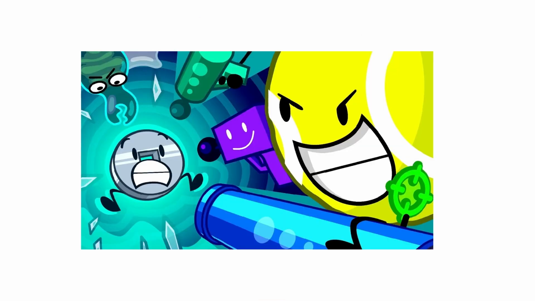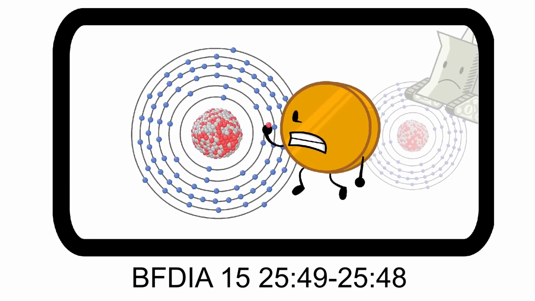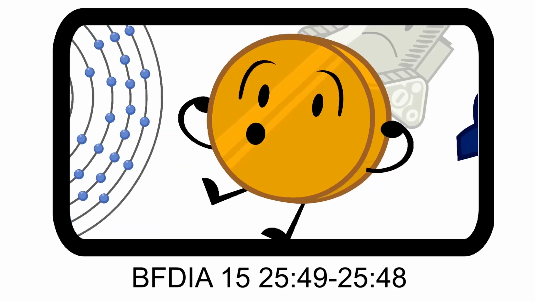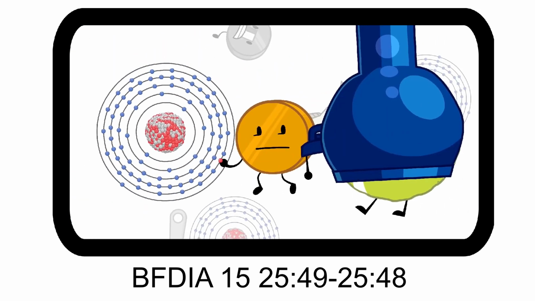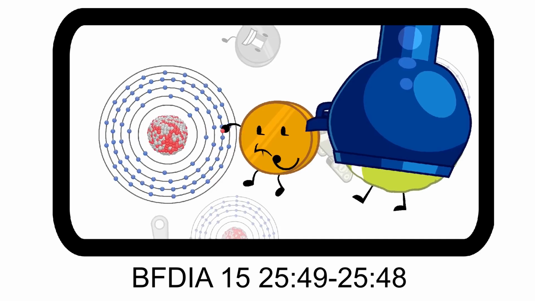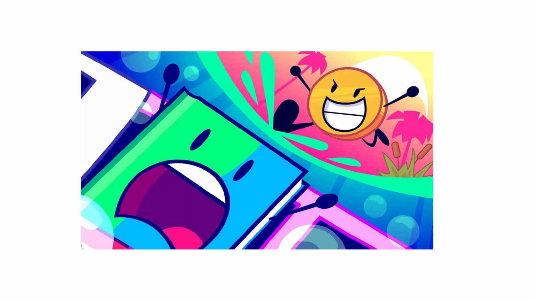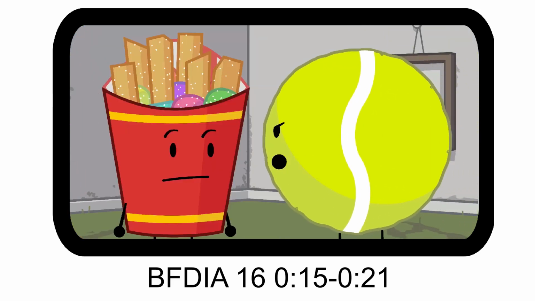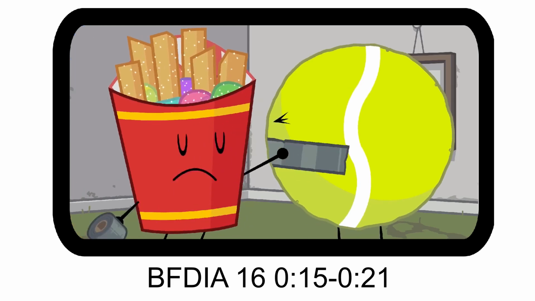The third one is in BFDIA 15, where the characters get shrunk to the atomic level and remove protons from lead atoms to make thallium, mercury, and gold. The fourth one is in BFDIA 16, where the contestants interact more with gold atoms from the previous episode.